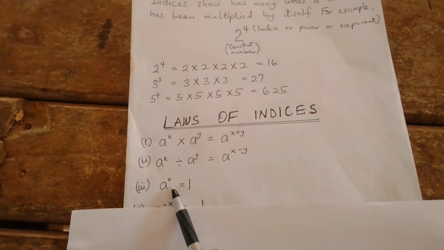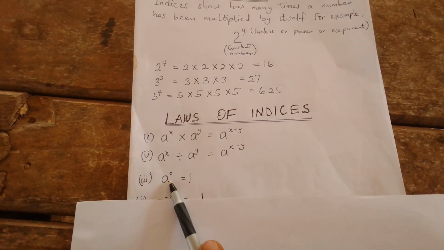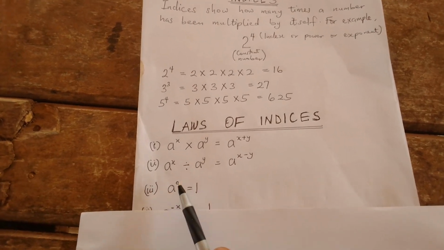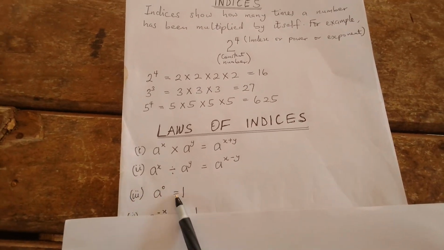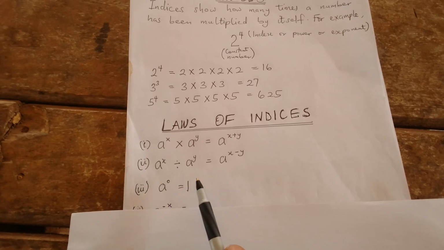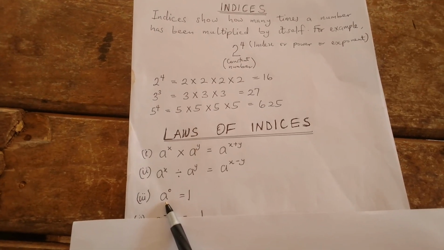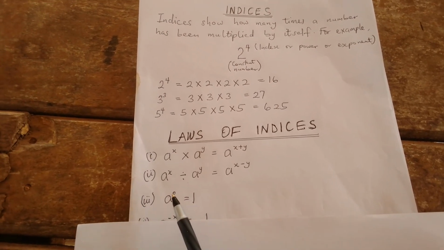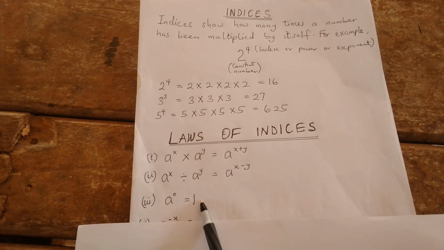Now, in indices, any constant number that has a power of 0 is always equal to 1. Any constant number that has a power of 0 is always equal to 1.